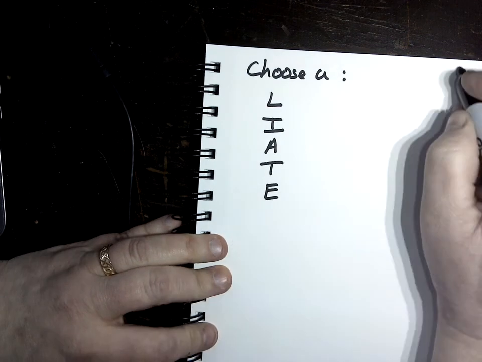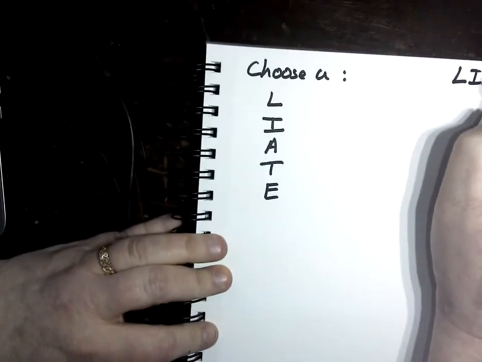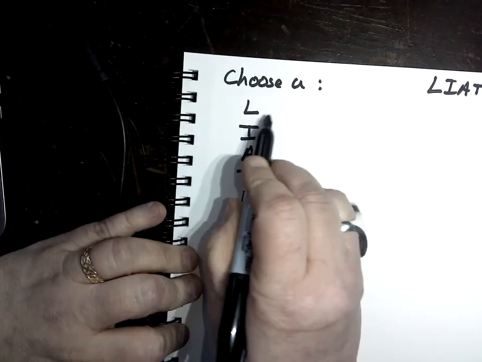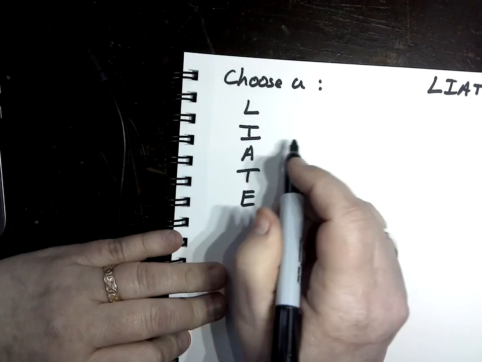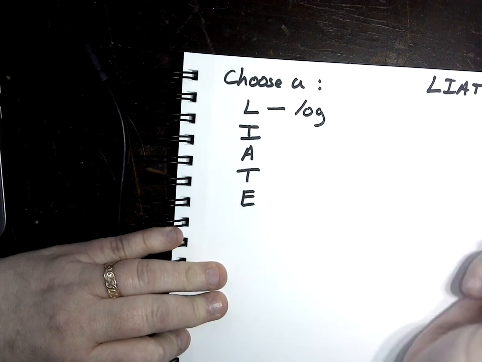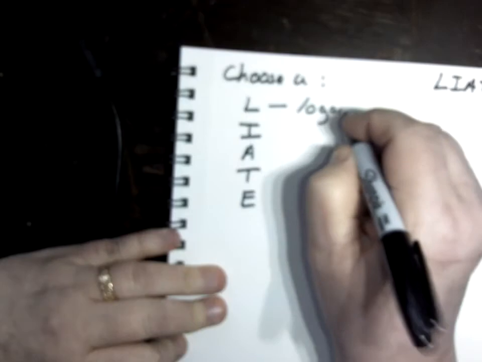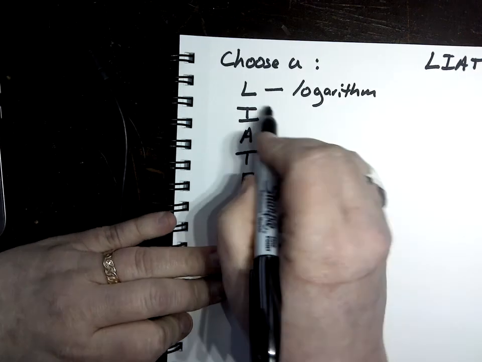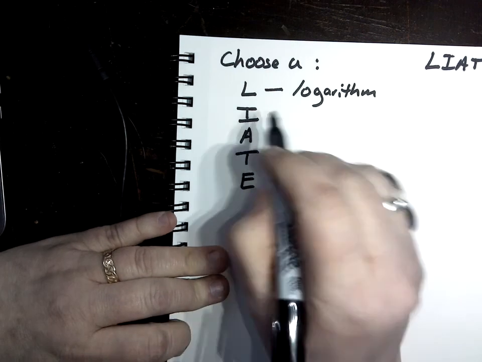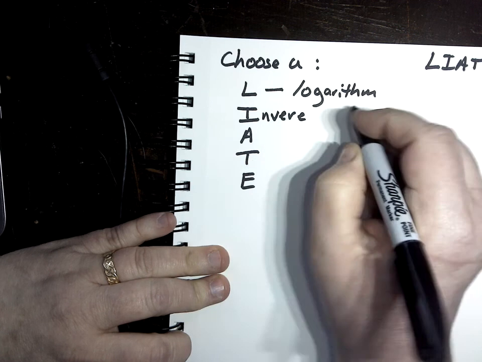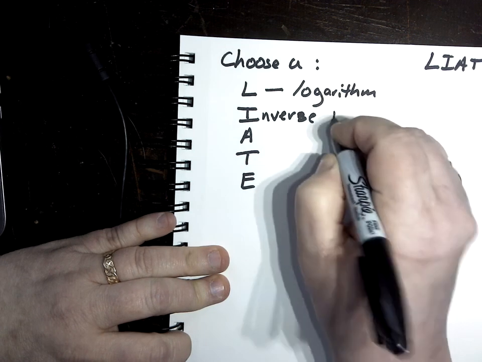I should put this over here so it looks better. LIATE. Oh, you can't see it. Your first choice: if there's a natural log or any kind of logarithm on that line, that's what you choose for your u, no matter what else is on the line. If there's no logarithm, you ask yourself, is there an inverse trig function? Oops, inverse, can't spell.